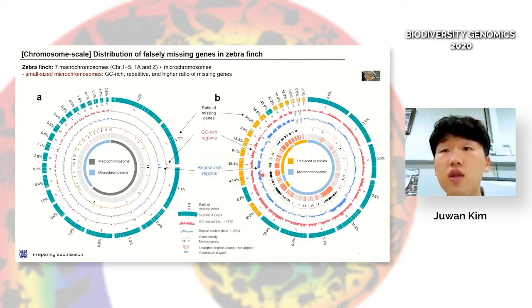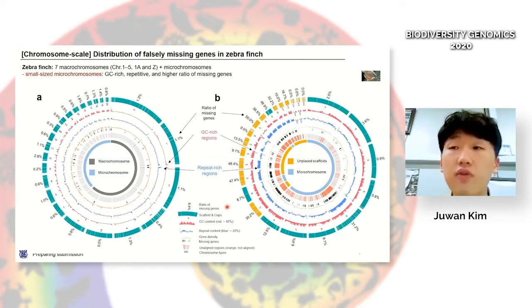And we can see that in GC-rich and repetitive smaller microchromosomes and unplaced scaffolds, we discovered a higher ratio of missing genes compared to larger microchromosomes or macrochromosomes. So it means that the distribution of missing genes was not uniform among scaffolds, but it was especially biased on GC-rich scaffolds.